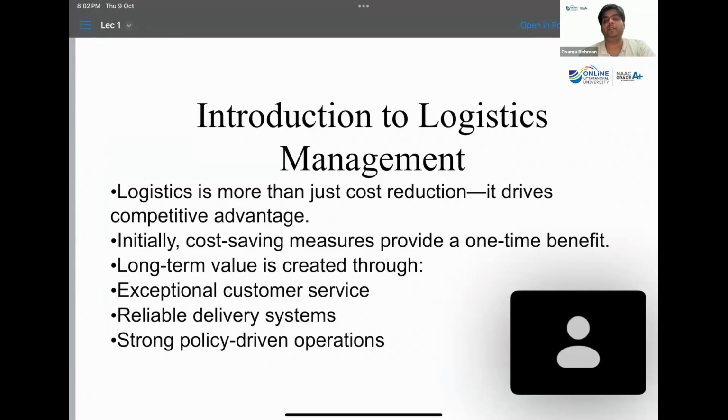So let's start with the introduction to logistic management, right? So logistics, as you can understand from the name, is originated from the word military, where it refers to the movement of troops, equipment and supply. Any product of ours, or any movement in it, we have to make sure that it keeps on going, it keeps on moving.